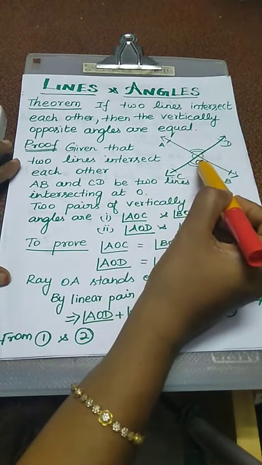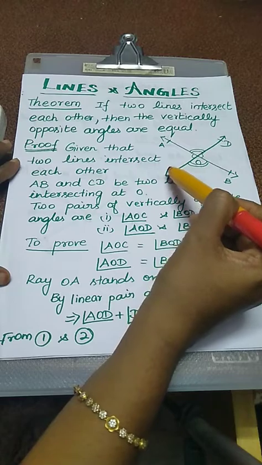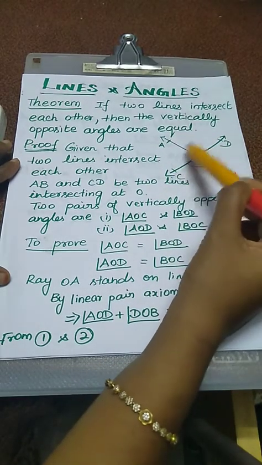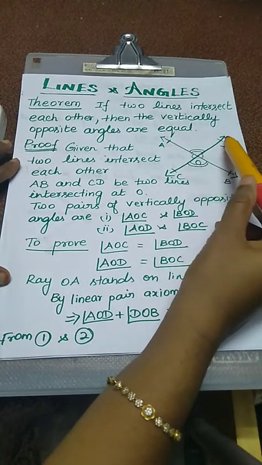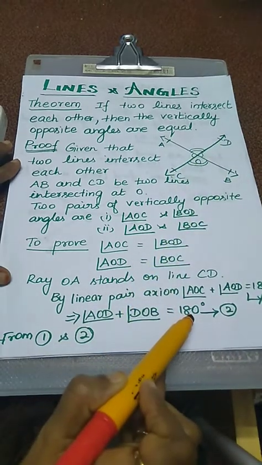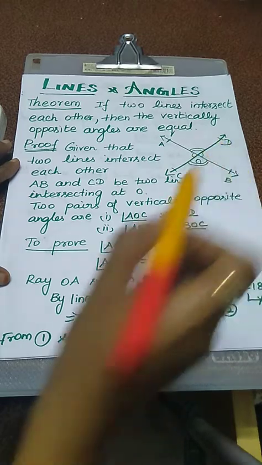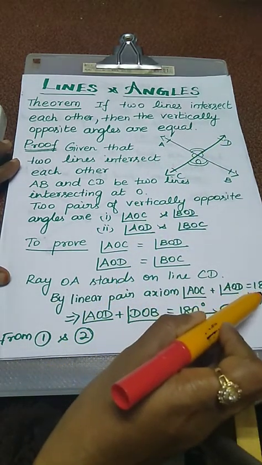Now you just look at the figure. This ray OA stands on the line CD. So ray OA stands on line CD means here we have to apply the linear pair axiom. Actually angle AOD plus angle AOC is equal to 180 degree because the angle in a straight line is actually 180 degree. So we have to write AOC plus AOD equal to 180 degree.